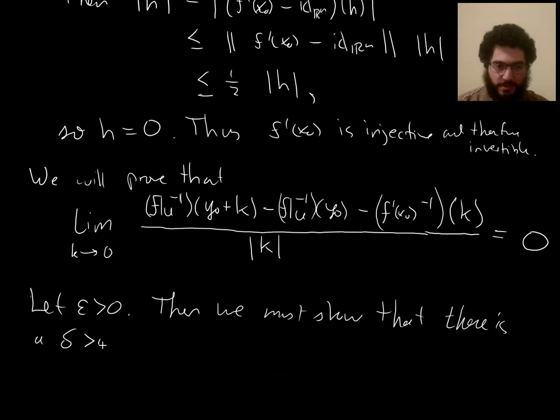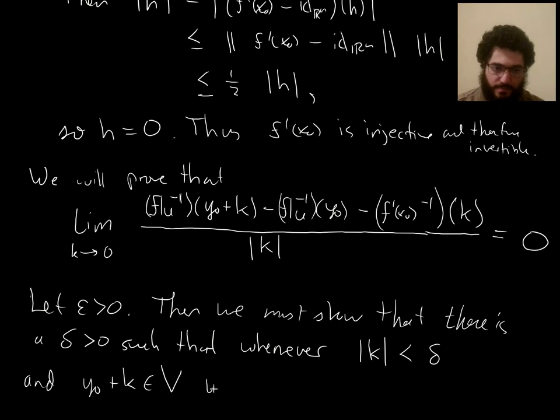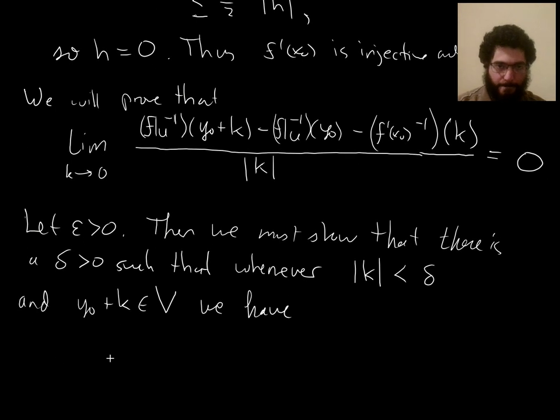Okay, so then we must show that there's a delta greater than 0, such that whenever k is smaller than delta in length, and y naught plus k is in the domain of this function, so y naught plus k is in V, we have this. I'm going to write down the numerator here, and I'm going to write everything down in a way that doesn't have the division, which is nicer to work with, I think.